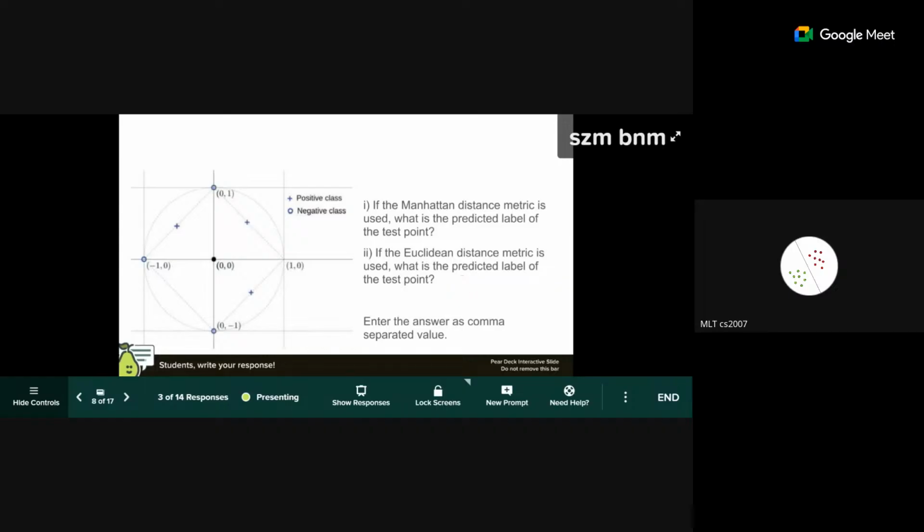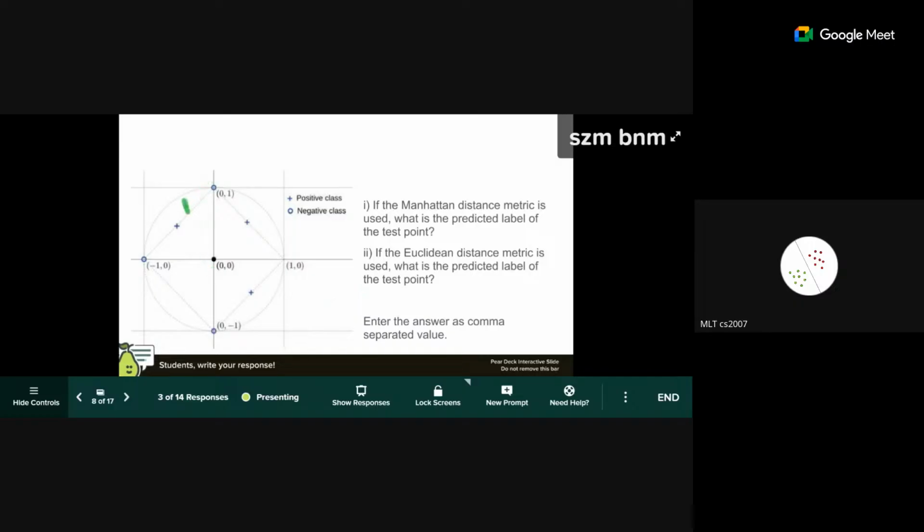But the first question, where you are using the Manhattan distance, what is happening there? The Manhattan distance is given by the absolute value of the differences. So you look at the distance between 0, 1 and 0, 0. It is the mod of 0 minus 0, which is 0, and the mod of 1 minus 0, which is 1. So this distance is 1.